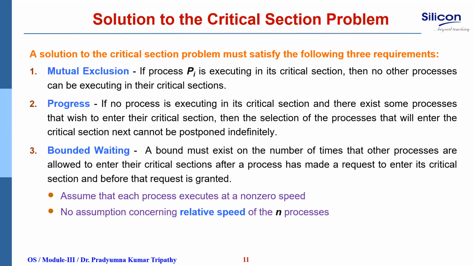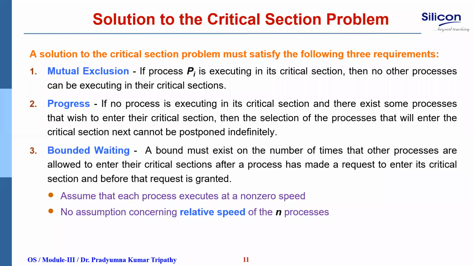Mutual exclusion ensures that if process Pi is executing in its critical section, no other process can be executing in their critical section. That means at a particular time, only one process may be present. This is mutual exclusion, right?